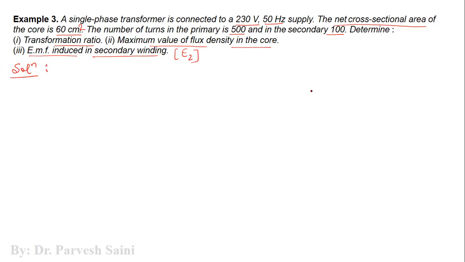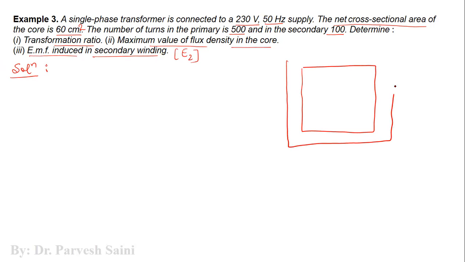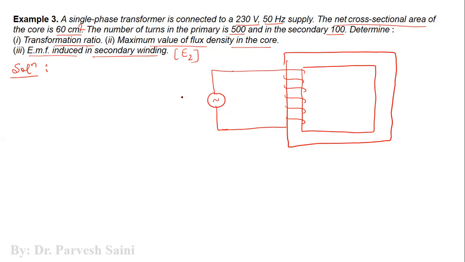Okay. So the transformer diagram we can draw. If you feel like drawing it, you can draw. Otherwise, it is totally up to you. But if you draw, it would be good, so that it would be easy for us to solve the numerical. So this is the primary side, which is connected to an AC supply, which is 230 volt and 50 hertz, right? And the voltage here is V1, which is 230 volt, and induced EMF is E1 at primary.